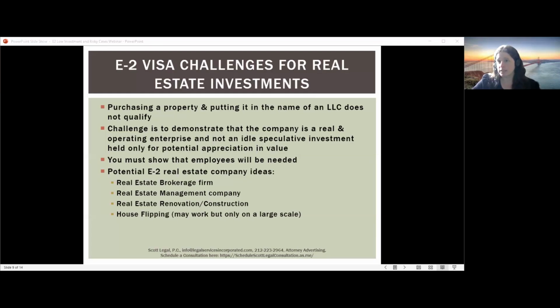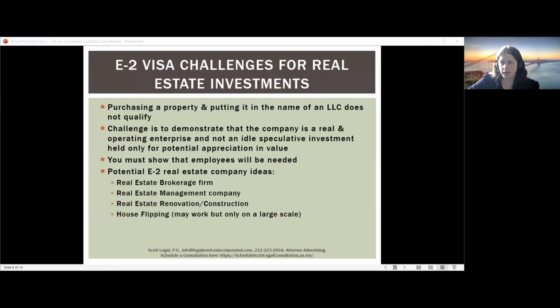Even if you're renting it out and collecting some rental income, that's generally considered passive. So your challenge here is that you need to show this is a real and operating business. This is not just an idle investment that I'm holding. You have to show that you're going to hire employees so that the business will be more than marginal. That being said, even though it's a riskier area, we certainly have done these successfully.